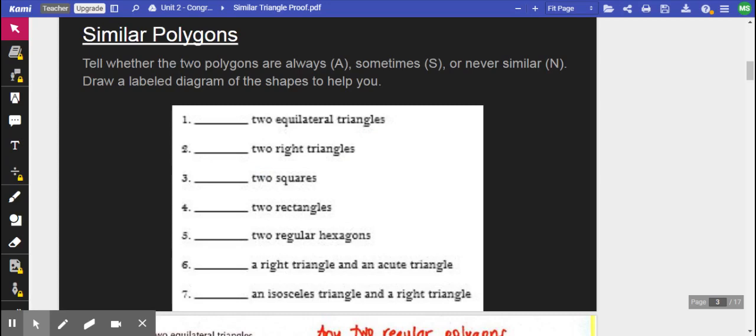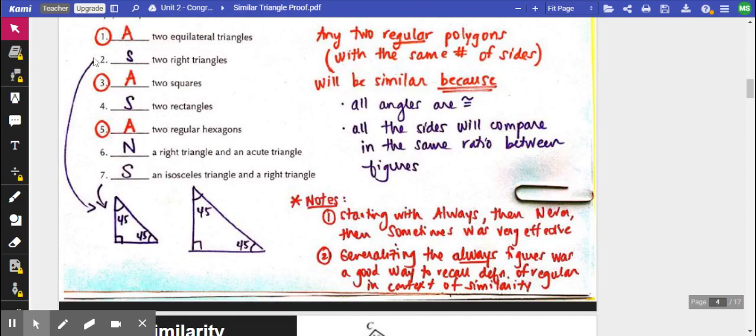In this next slide, we are looking through all different kinds of shapes and trying to determine if two polygons are always, sometimes, or never similar. A labeled diagram would be helpful in order to figure this out. We want to highlight some specific parts of this. The ones that would be always would be equilateral triangles, squares, and regular hexagons.